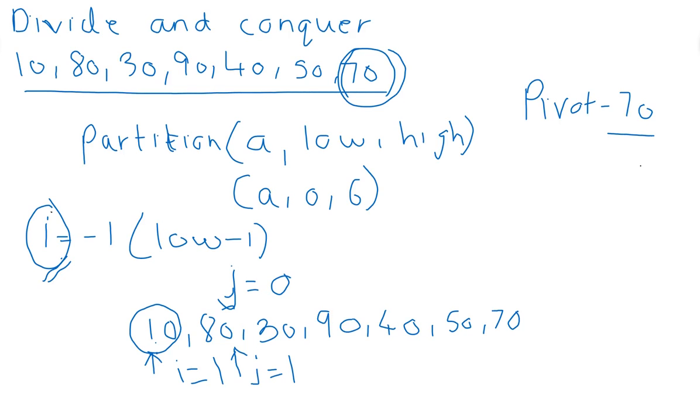Is 80 less than or equal to pivot? No. So we're going to do nothing, and we're going to increment j. Now j points to 30, so j is 2. 30 is less than or equal to 70, so I know where to place this 30. I need to place it here, because i is the index of the less-than-or-equal elements. All the elements to the left of i, including i itself, should be less than or equal to this pivot.